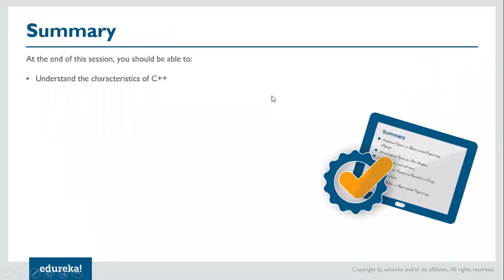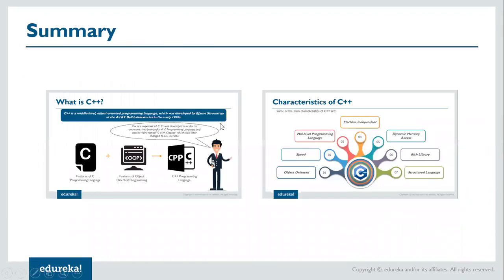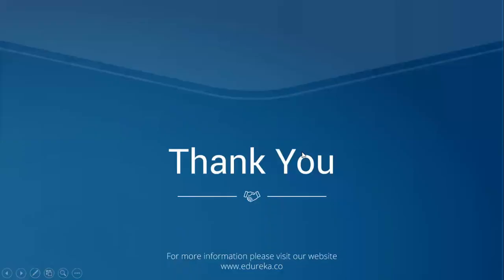So to summarize our discussion, at the end of this session, you should be able to understand the characteristics of C++. In summary, we have looked at what C++ is as a programming language and the various characteristics of C++. That's all in this particular discussion.